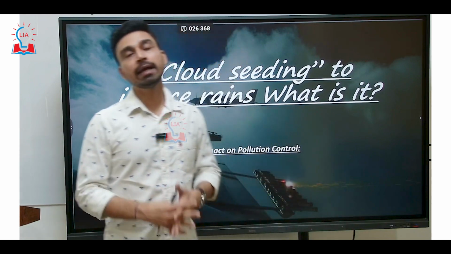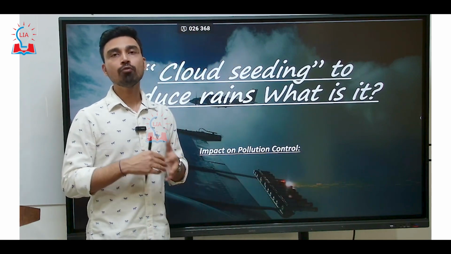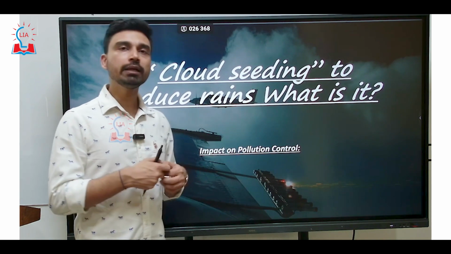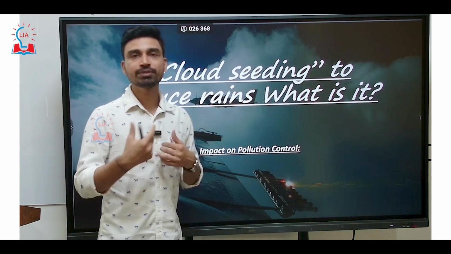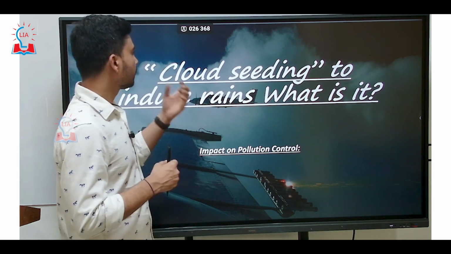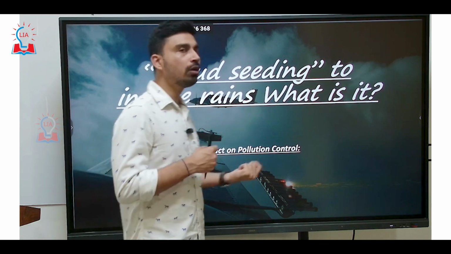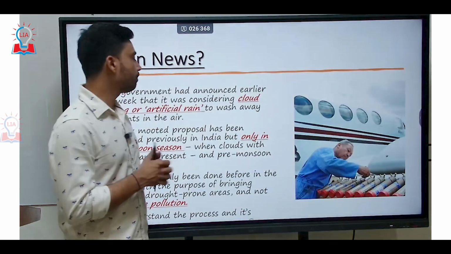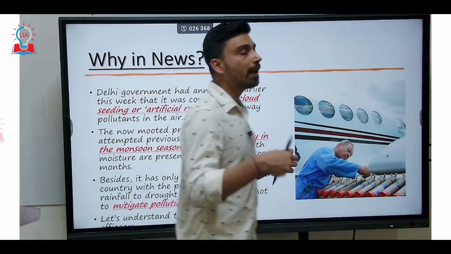where the AQI recorded a reading of over 400 in the Delhi region, largely due to the suspended particulate matter and the other gases and smoke that are released in the winter season. So let us try to understand how cloud seeding induces rainfall, what cloud seeding actually is, what the term actually means, and what its impact can be on the monsoon and the rainfall.